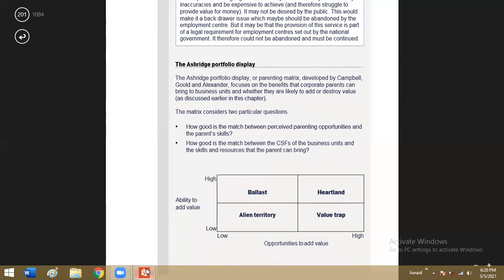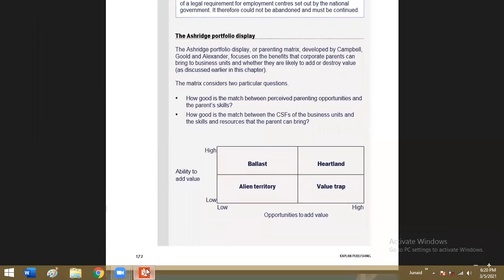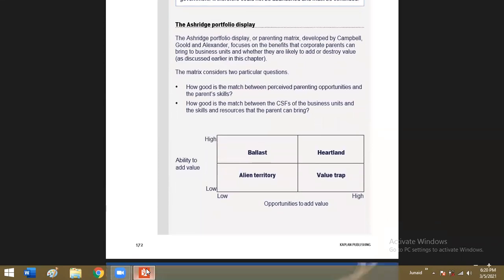Now, the next is the Ashridge portfolio display. What is the Ashridge portfolio display, or parenting matrix? Developed by Campbell, Goold and Alexander. It focuses on the benefits that corporate parents can bring to business units and whether they are likely to add or destroy value. Here we are also analyzing value addition. How good is the match between perceived parenting opportunities and the parent's skill?